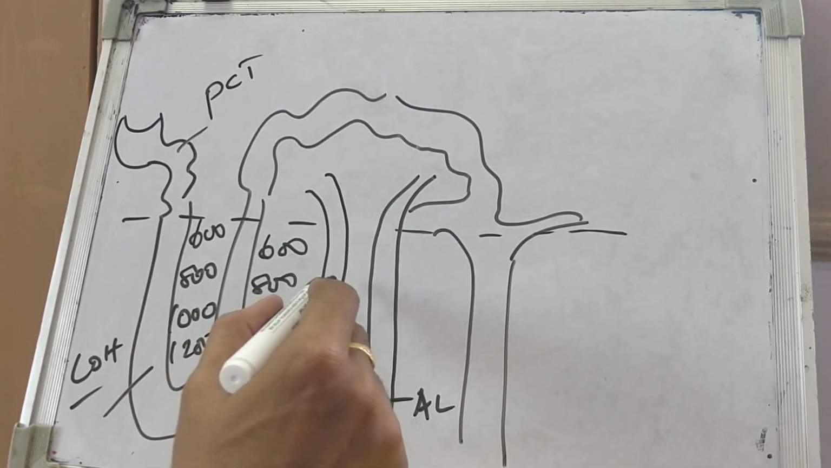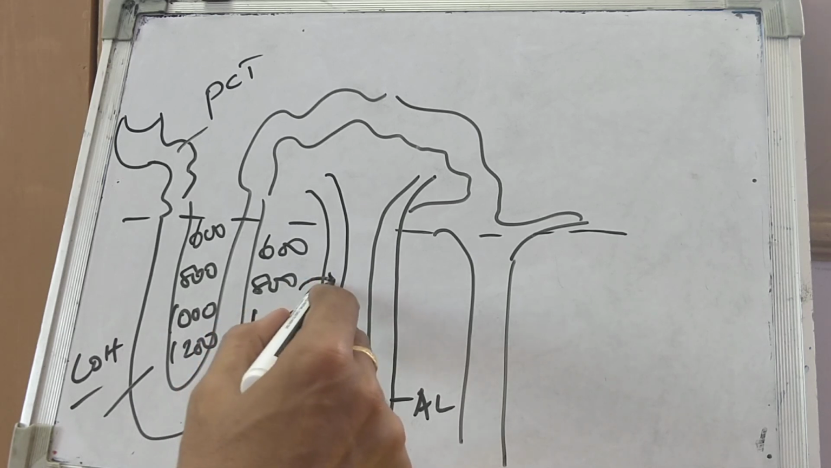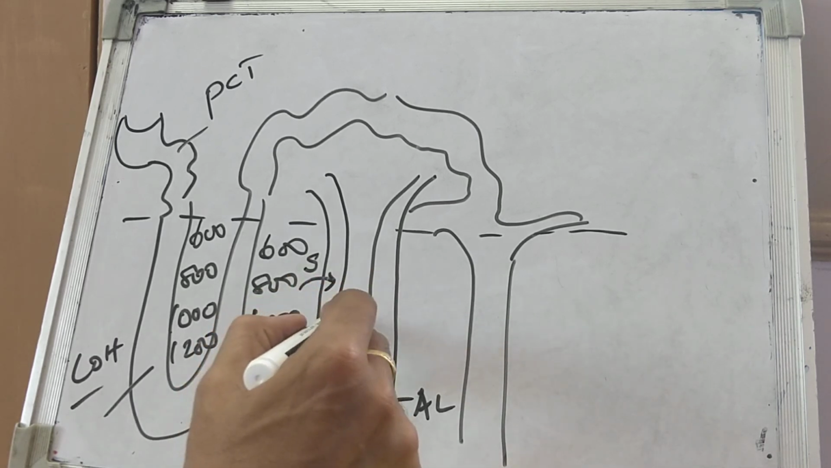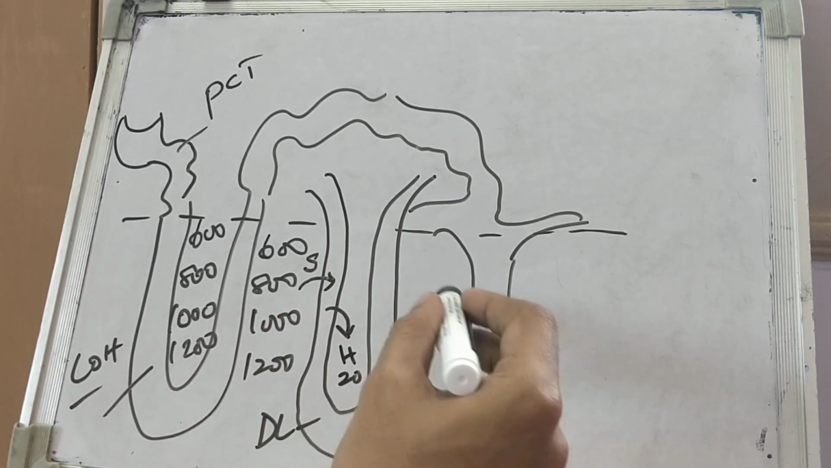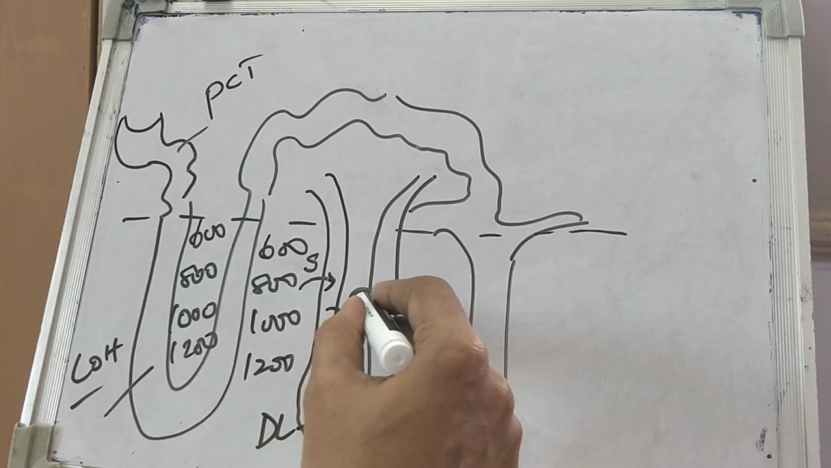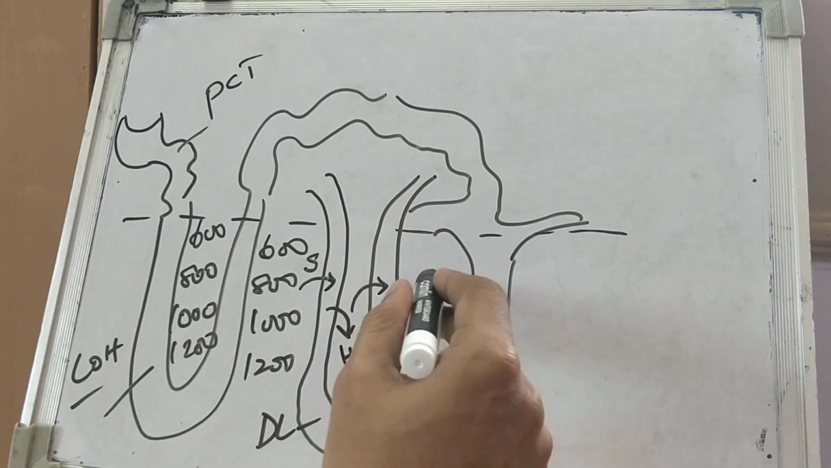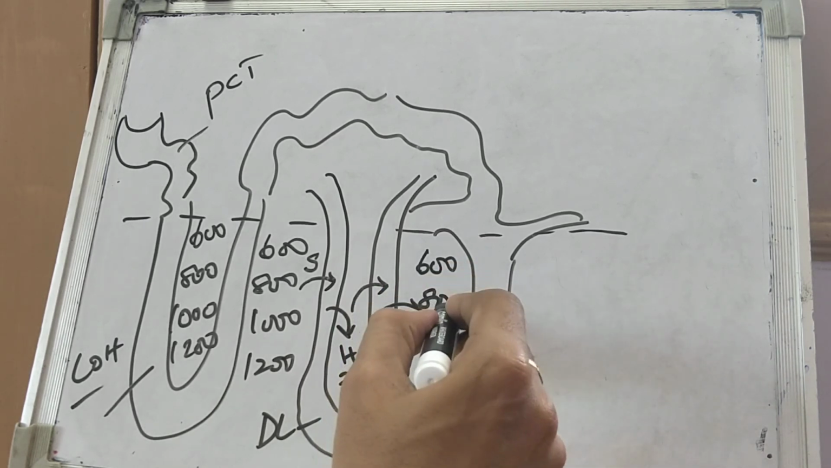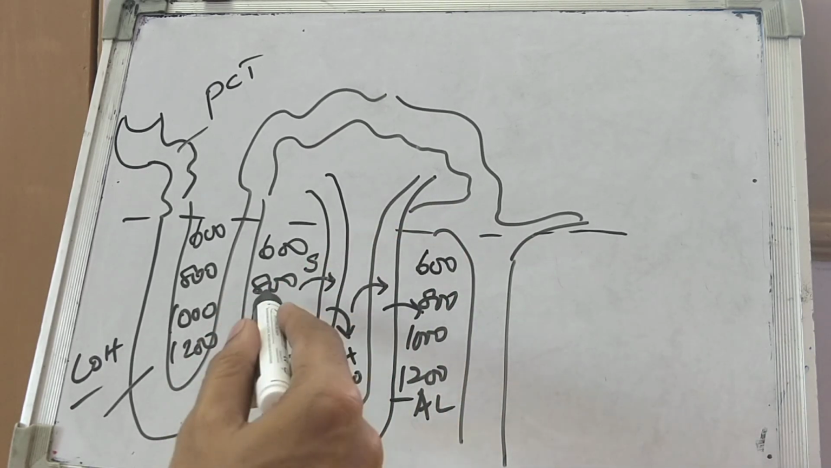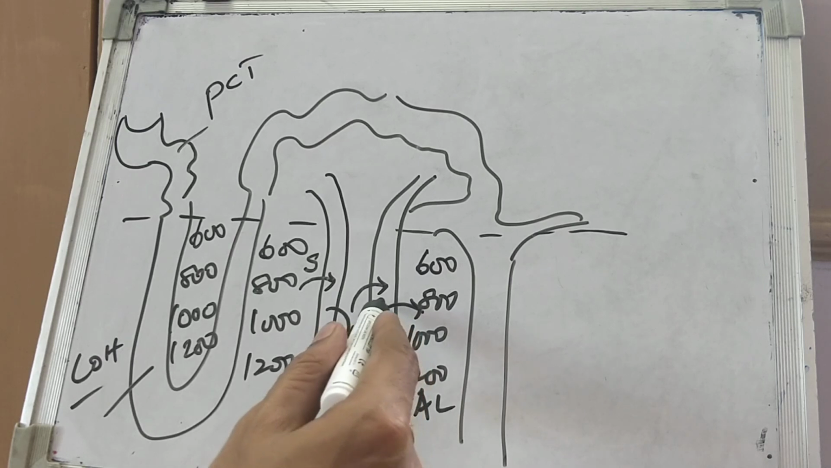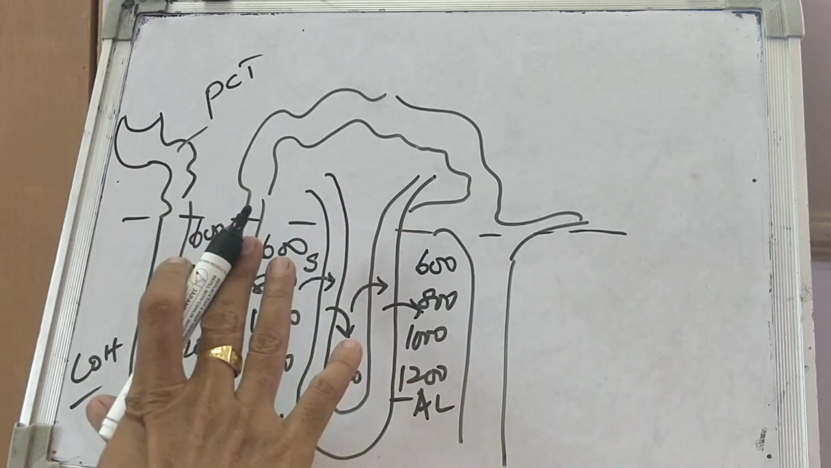And what happens here in the descending limb is the solute will be moving into the blood, and water will be moving out of the descending limb. And in the ascending limb, water will be moving into the ascending limb, and the solutes will be moving out, again into the medullary interstitium. So ultimately, the solutes which are moving into the descending limb are moving out from the ascending limb, and the interstitial osmolarity is maintained. So there is not much difference.